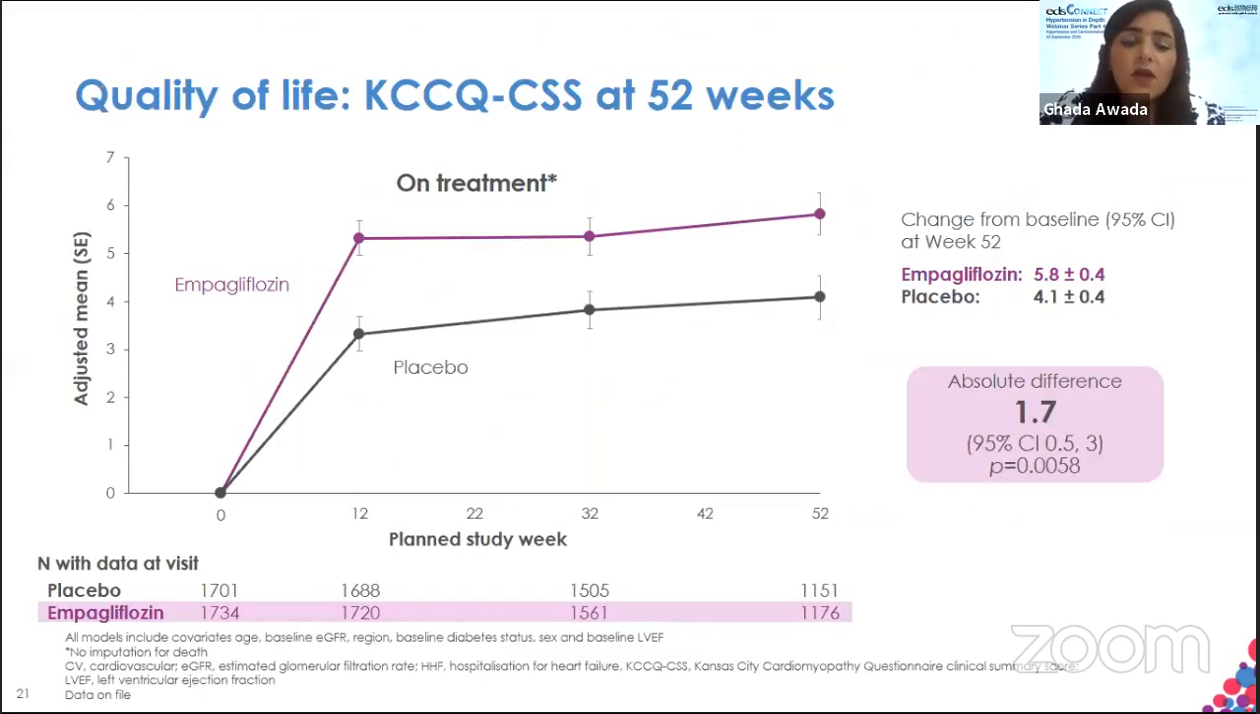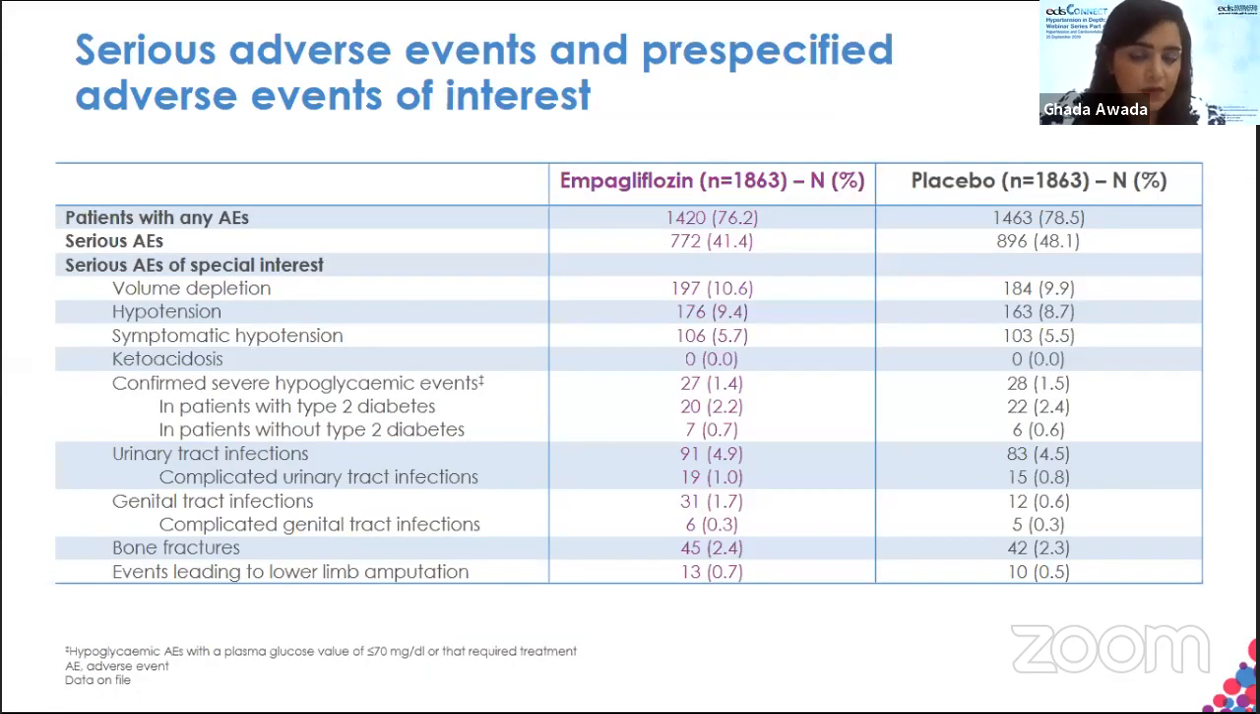The quality of life, this KCCQ score, was also a 1.7 absolute difference in favor of empagliflozin versus the placebo. And as confirmed by the patients, their quality of life was much better when the heart failure patients took empagliflozin versus the placebo on top of standard of care.